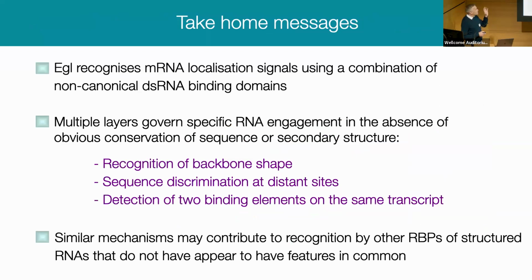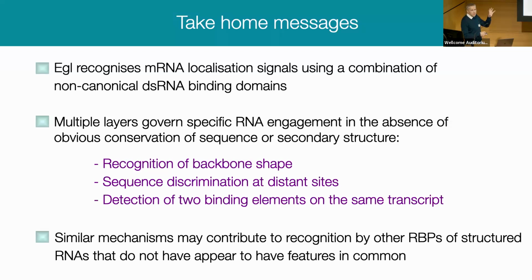So just two more slides, and I'm going to tell you briefly some take-home messages. I've told you that egalitarian recognizes RNA localization signals with a combination of non-canonical double-stranded RNA binding domains, and that there are multiple layers that govern specific recognition of the RNA elements in the absence of obvious conservation of sequence or secondary structure. The first of these is recognition of a kinked RNA backbone. The second is sequence discrimination using this unusual guanine exclusion mechanism at distant sites, two base pairs that are always precisely spaced apart. And the third is detection of two egalitarian binding elements on the same transcripts.